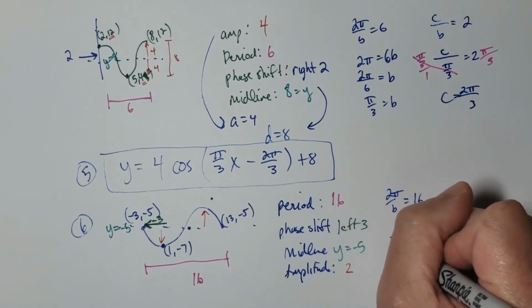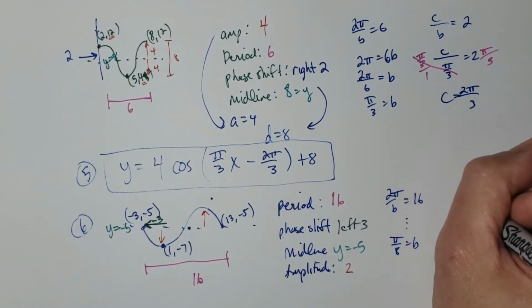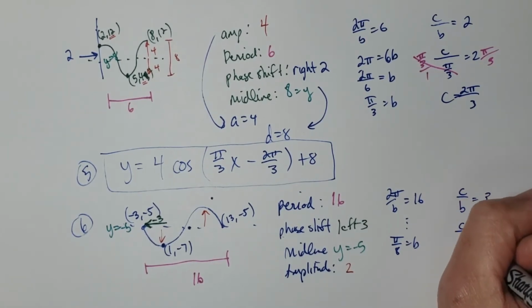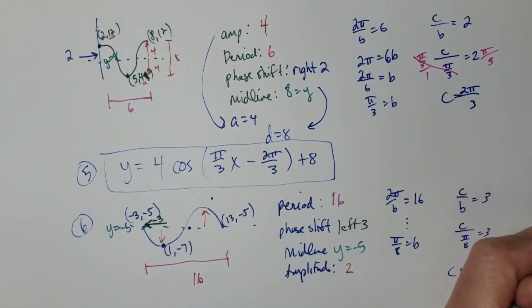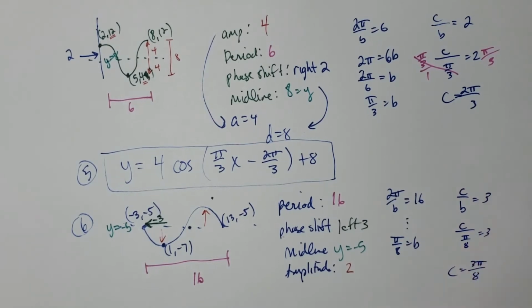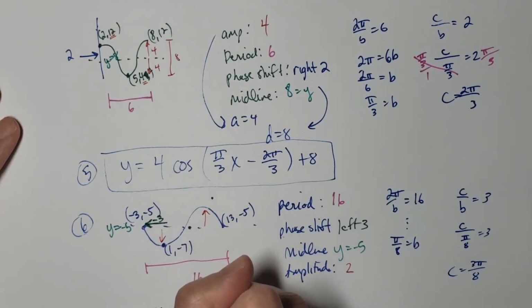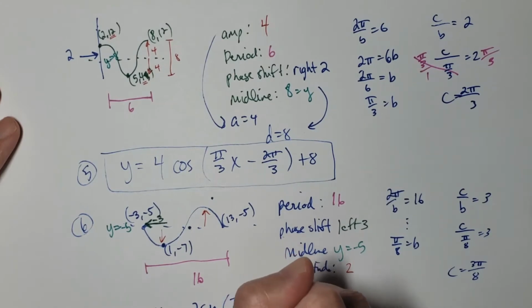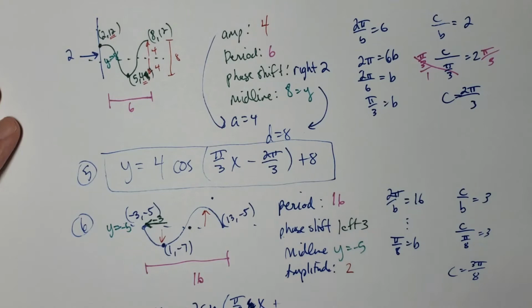I'm going to get pi over 8 is equal to b. C over b equals 3. C over pi over 8 equals 3. C equals 3 pi over 8. If I put this all together, the amplitude was 2, but it's a negative sign. Pi over 8 x, it moved left, so it's a plus, 3 pi over 8, minus 5.